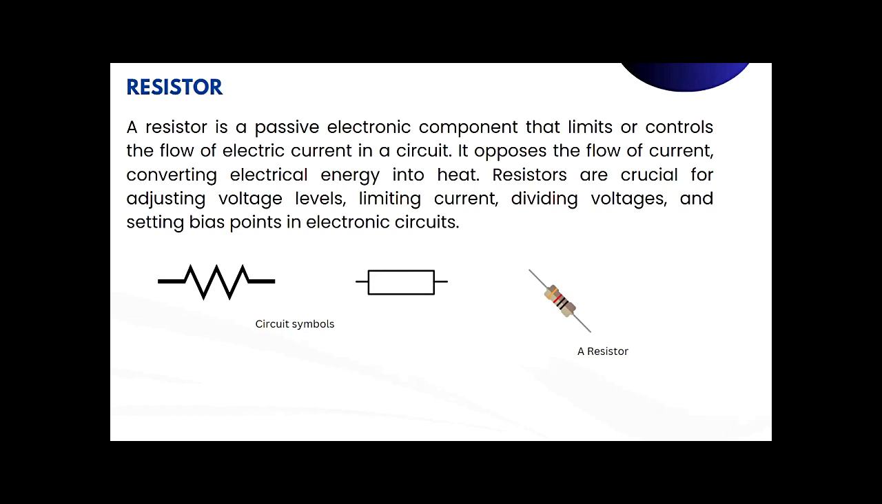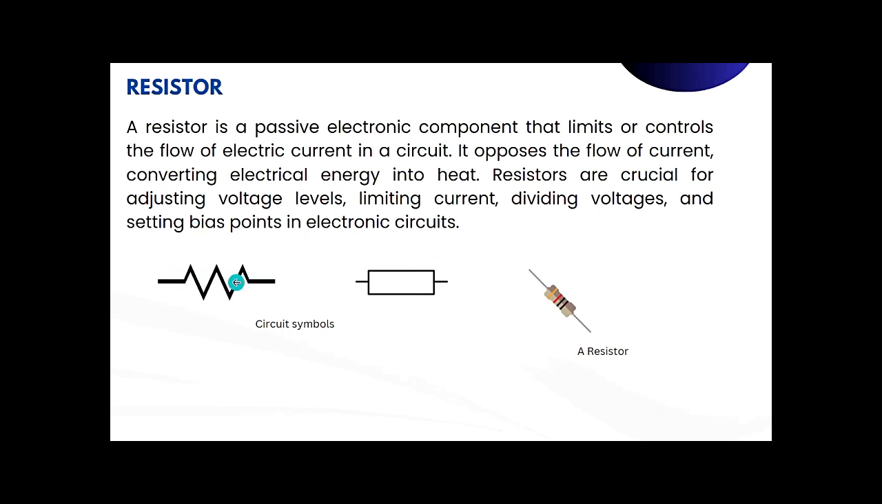Let's say you need 5 volts in a circuit, but the input is 12 volts, so you want to divide the voltage. There are ways of connecting resistors together to serve as a voltage divider. Resistors are also used in a bias point, especially when they are connected to the base of a transistor. So resistors are very important in electronic circuits.